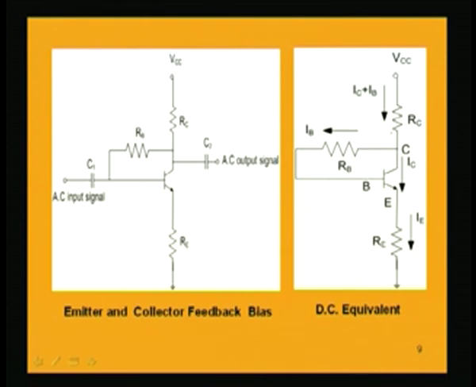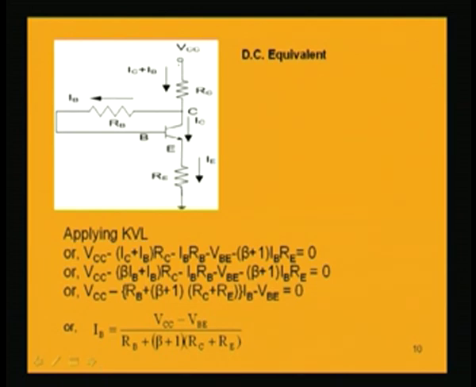So, here also we can find out the insensitivity of IC to beta condition. First of all, in order to find out what is the collector current, we must find out the base current. The KVL being applied to the circuit, we will be applying the KVL in this collector base loop. So, it will be VCC minus (IC plus IB) into RC minus IB into RB minus VBE minus (beta plus 1) IB into RE is equal to 0.